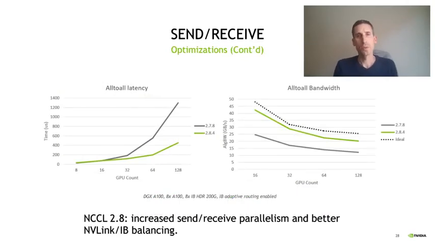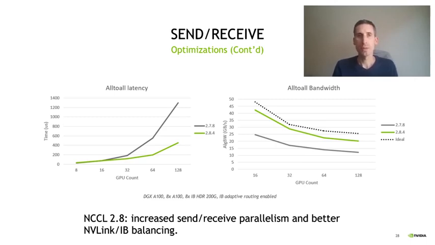So as I mentioned, all-to-all was really just functional in NCCL 2.7. It was actually even optimized for intranode, but for internode, it was really just functional. And in 2.8, we really wanted to make it fast. And to do that, we did two things.